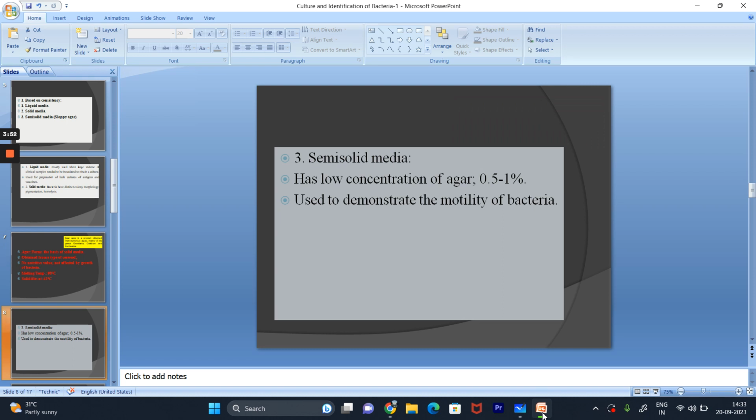Third one is the semi-solid media. Semi-solid media usually have a low concentration of agar, from 0.5 to 1%, but in some cases we have seen that the concentration may vary from 1 to 15% as well, and it is used to demonstrate the motility of bacteria.